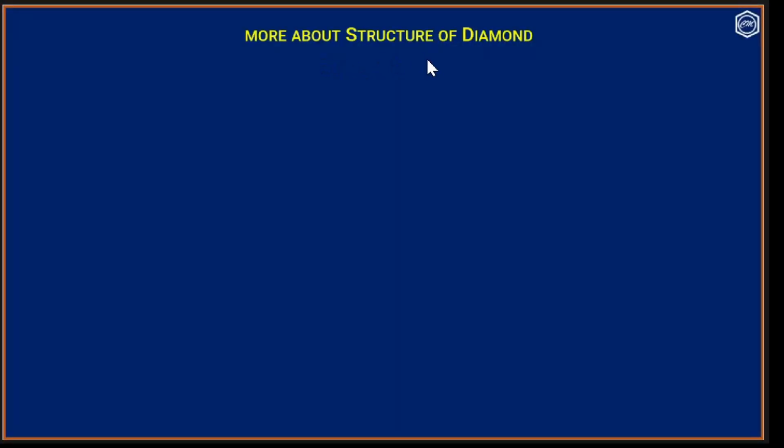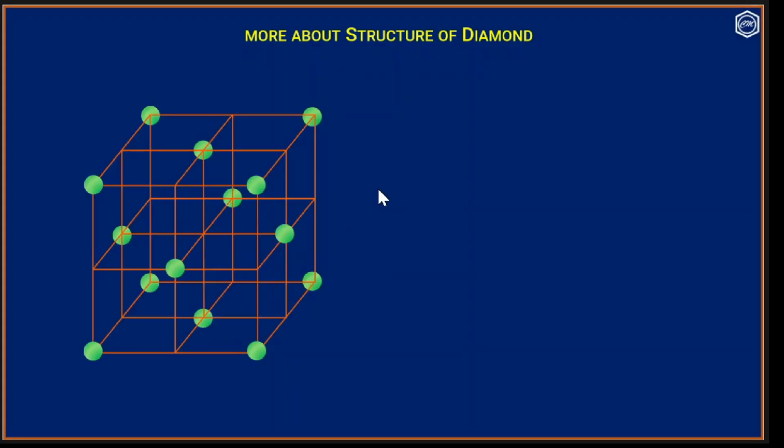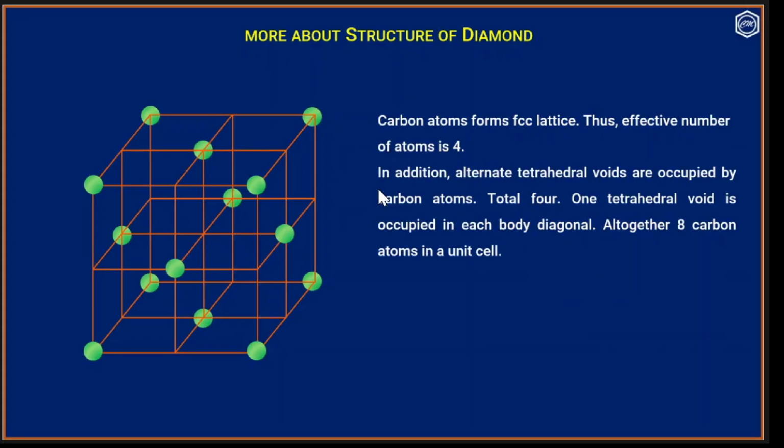Let us study more about the structure of diamond. Diamond is one of the hardest substances. The hardness is attributed to its structure. The carbon atoms form a face-centered cubic lattice. Thus, the effective number of atoms is 4. In addition, alternate tetrahedral voids are also occupied by carbon atoms.